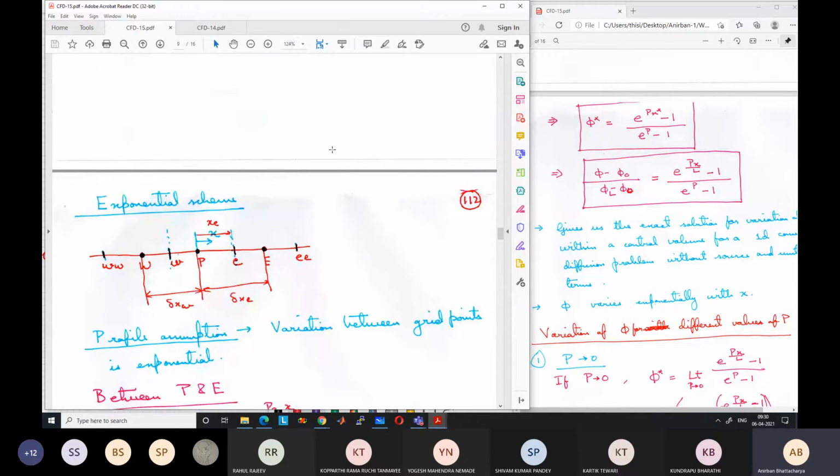Let us see this exponential scheme. I will keep this exact solution open on the right-hand side, so that we can refer to this while devising the exponential scheme.